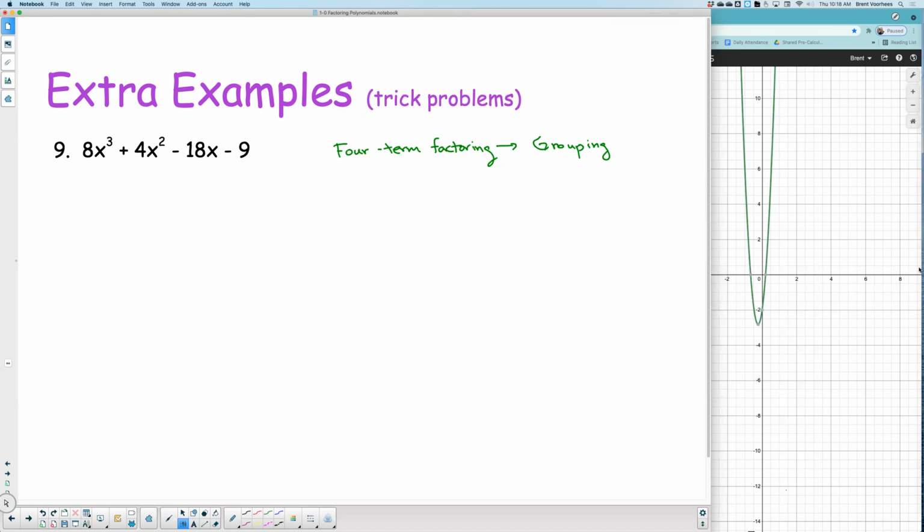So here's how grouping works. You group the first 2 terms and the last 2. So let me write that down. Step 1. Group first 2 terms and second 2 terms.